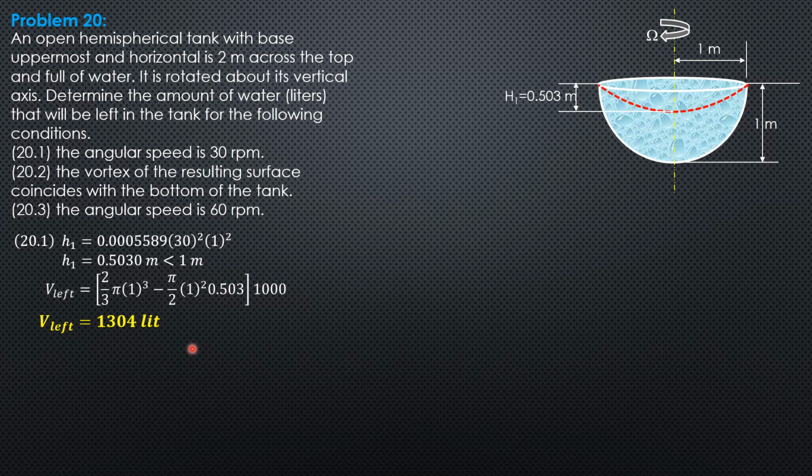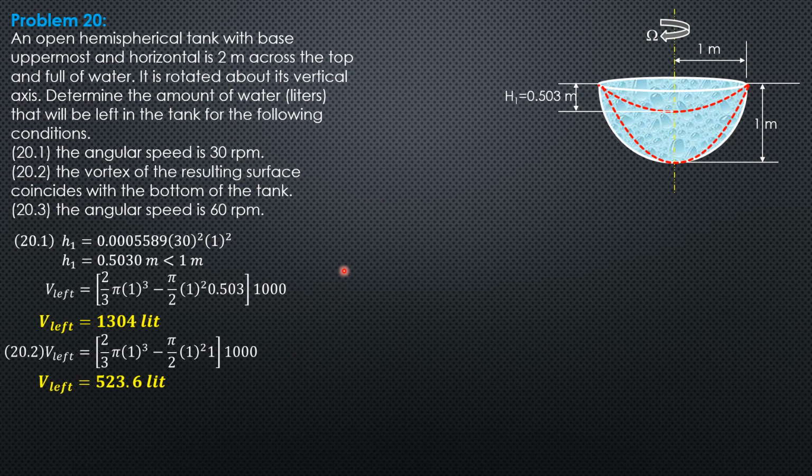For the second one, the vortex of the resulting surface coincides with the bottom, so that's it. So it's just volume of hemisphere minus volume of paraboloid of single base of depth 1 meter. So volume left is equal to quantity 2/3 pi 1 cube minus pi over 2 1 square times 1, times 1000. So volume left is 523.6 liters.